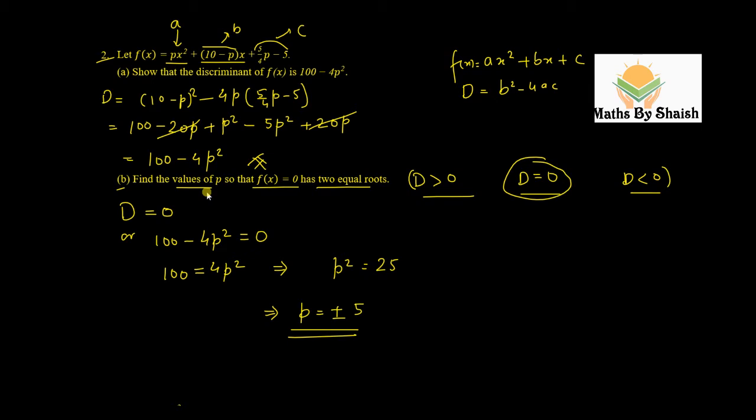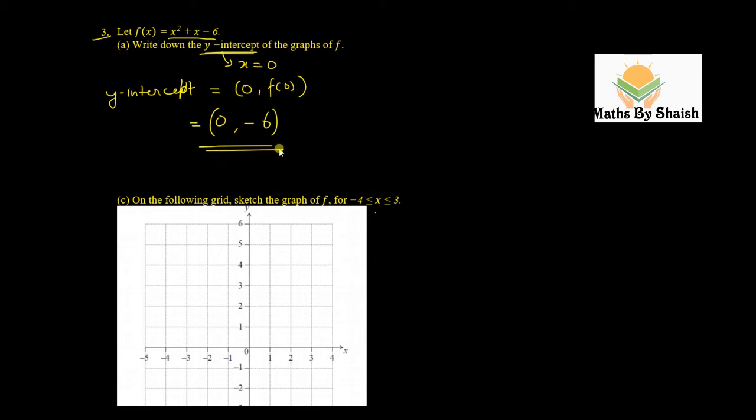So let's discuss the next question. Here in question number 3, f(x) is given as x^2 + x - 6. Write down the y-intercept. So y-intercept means on the y-axis x is equal to 0. So we can say the y-intercept is (0, f(0)). If we put x is equal to 0 here, we will get -6. So the y-intercept is (0, -6).